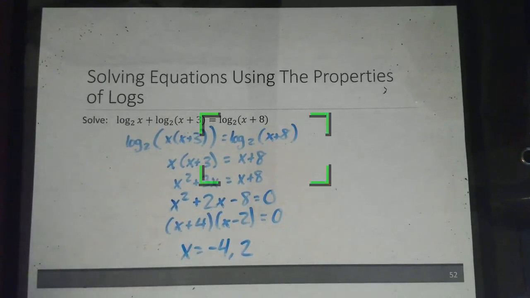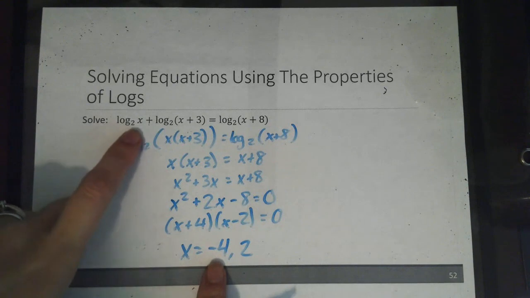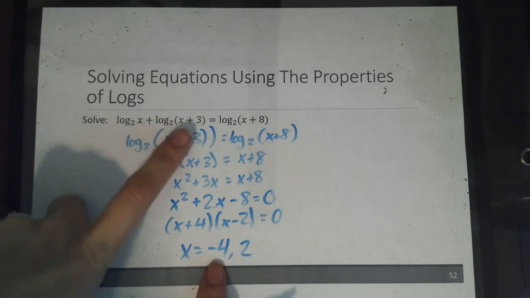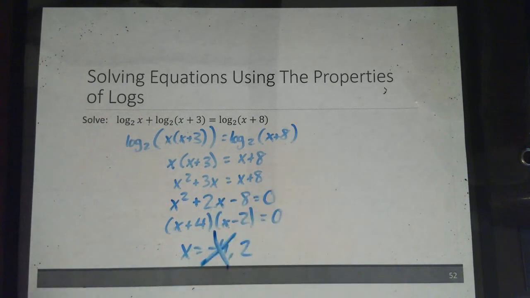But remember, I cannot have a negative argument. I can't have a 0 argument. So if I plug in either of these x values and I get something other than a positive number for my argument, I have to toss it out. Plugging in negative 4, I get a negative argument. I get another negative argument. Negative 4's got to go. If I plug in 2, things look good.